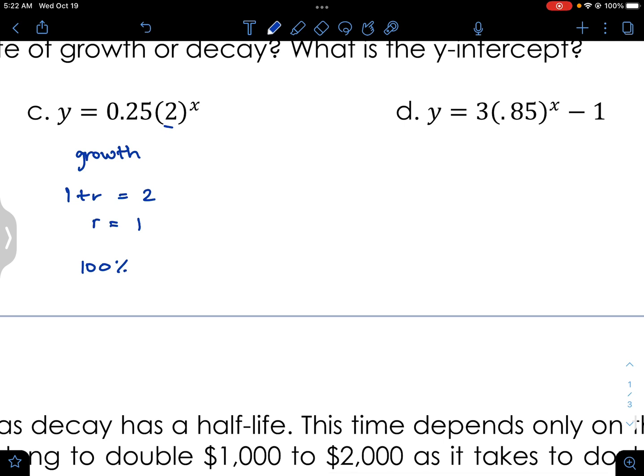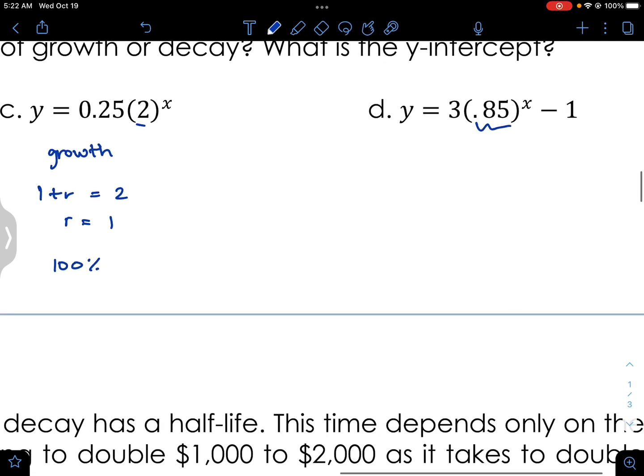And finally, you have this right here. This is going to be decay as well, because b is less than 1. And if you want to find this out, you have 1 minus r. Since it's decay, you know that b is 0.85. And so to find your rate, you find out that you have 0.15 when you solve for r. So your rate is going to be 15% rate of decay. So that is how you find that out.